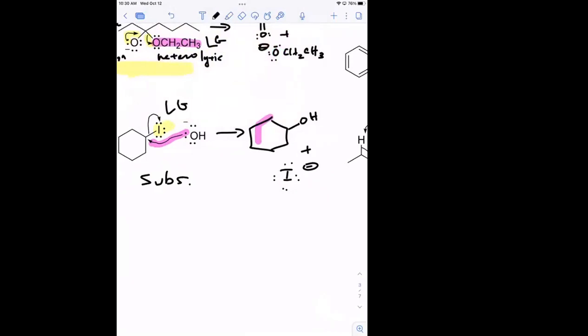All right, so iodine is my leaving group. Oxygen, in this case, ooh, this is good. What is oxygen? Is it a nucleophile? It's your nucleophile. Good. Oxygen is my nucleophile.